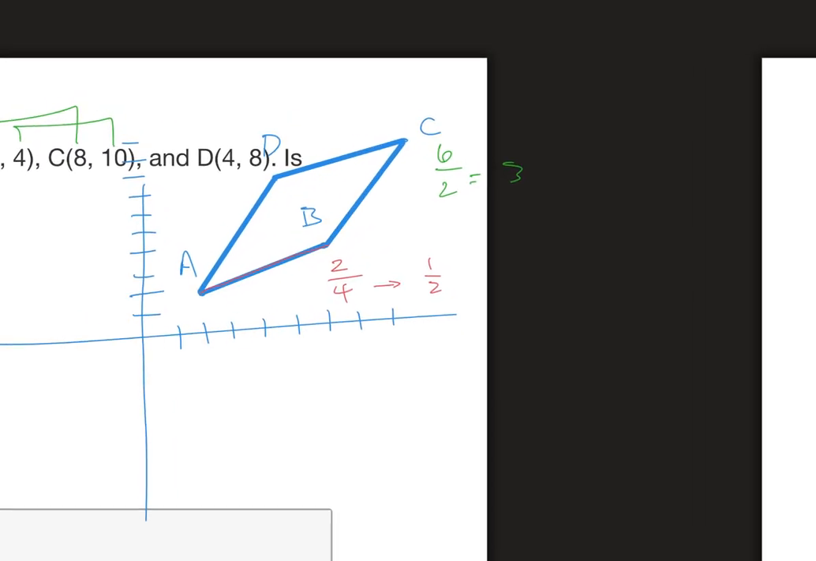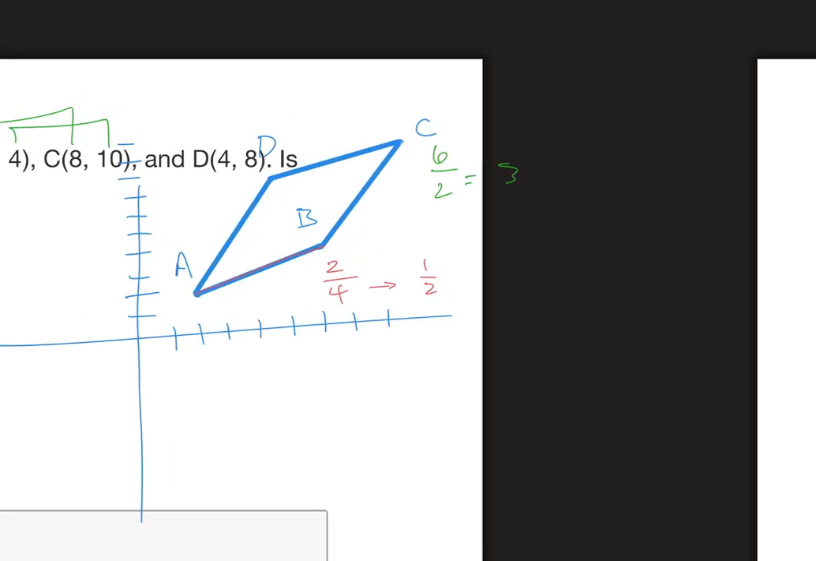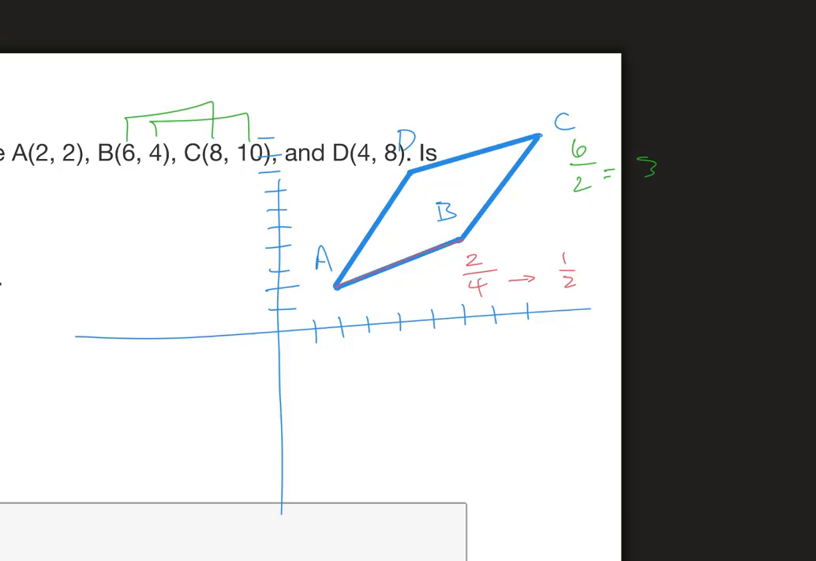So, and why not? Because these would have to be negative reciprocals of each other, right? So let's check this out. We need this, by the way, because this slope needs to be 3 in order for this to be a parallelogram, right? Because opposite sides are parallel. So let's check that now.